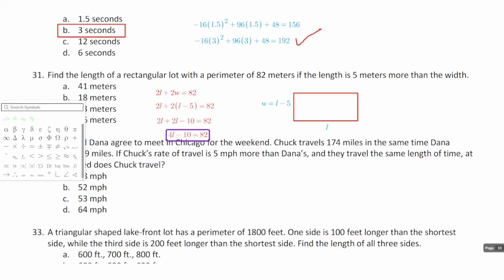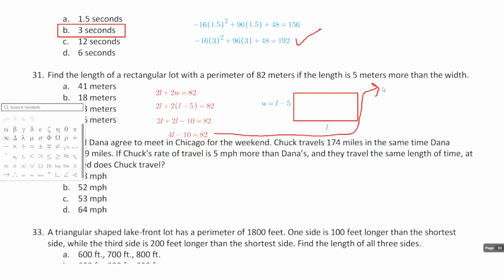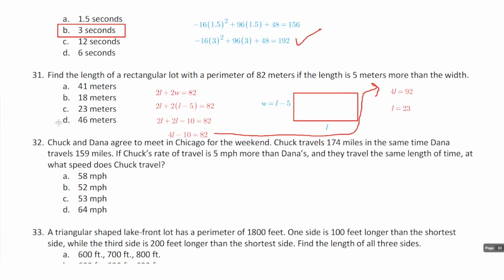I'm going to have to continue this work over here. Ran out of space. Adding 10 to both sides is going to give me 4L equals 92. And then if I divide 92 by 4, I get 23. L is 23. And let's go look at our answer choices here. We see that the answer is C.